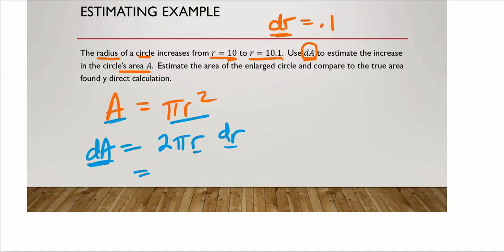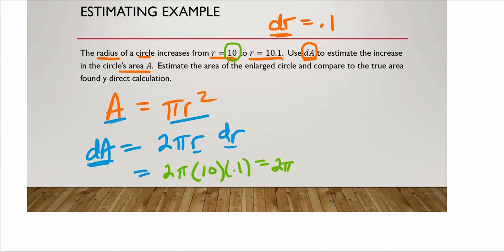Now remember, we're talking about the original circle, and the original circle is going to have a radius of 10. So what I'm going to do is insert my information here, and I'm going to put in a 2 pi, and my radius is 10, and my change in my radius was 0.1. So when I multiply this out, I'm going to end up with 2 pi.